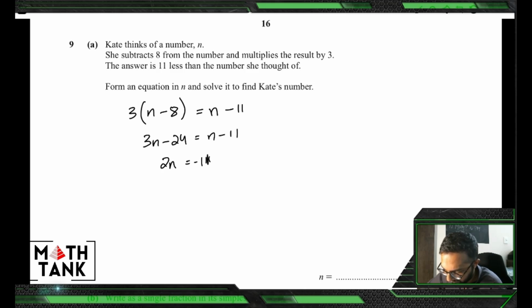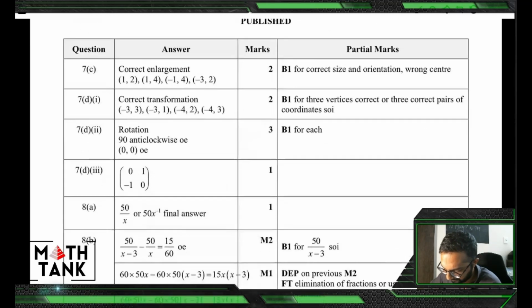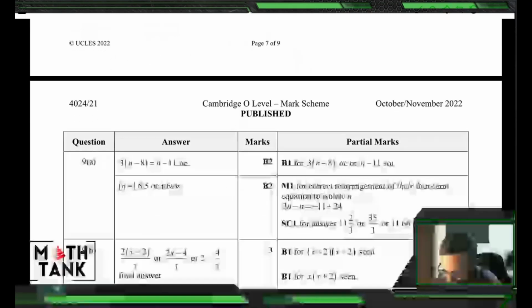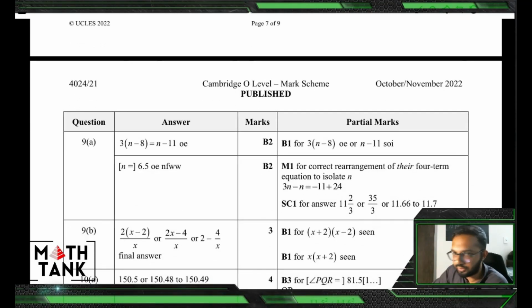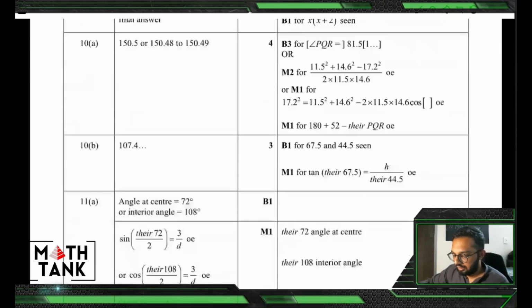Minus 11 plus 24. n equals 6.5. That's a little odd. Let's see if that is the correct answer. Yeah, that is the correct answer. Although I thought the number should have been an integer, it didn't say so in the question, so that's absolutely fine. Okay.